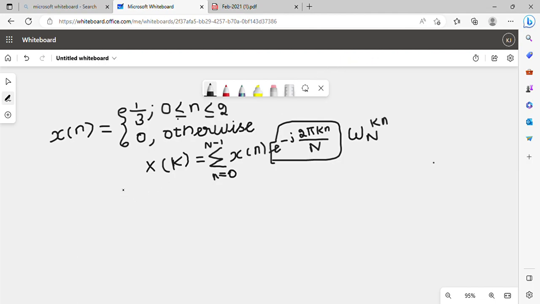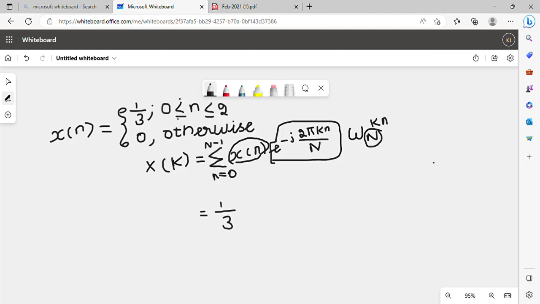Fine? So now next what I am supposed to do is take what I know, my x of n, which is 1 by 3. I need to take 1 by 3 into omega n to the power of kn. Here it is my omega n, and my n remains constant. And for k and n, you are going to substitute.